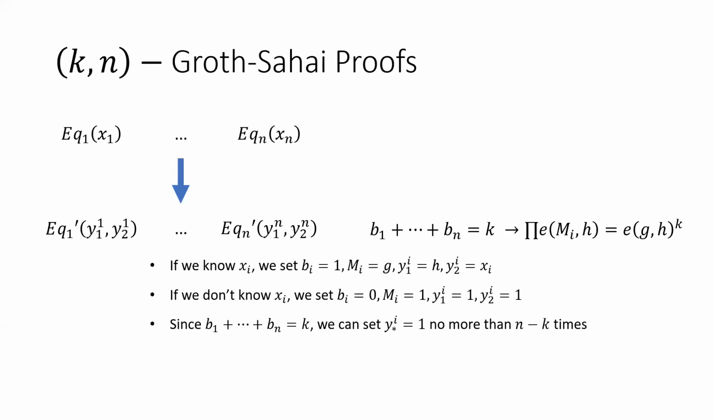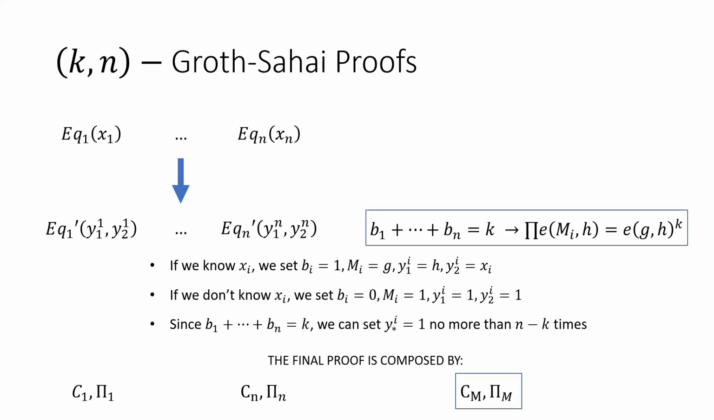So for k times, we will set the bit to be equal to 1, and we will use the original assignment. And for n minus k times, we will set the bit to be 0, and we can use the trivial assignment to satisfy the modified equation. And basically, as a proof, we will have commitment and proof elements for each individual modified equation, and commitment and proof elements for this additional equation over here.